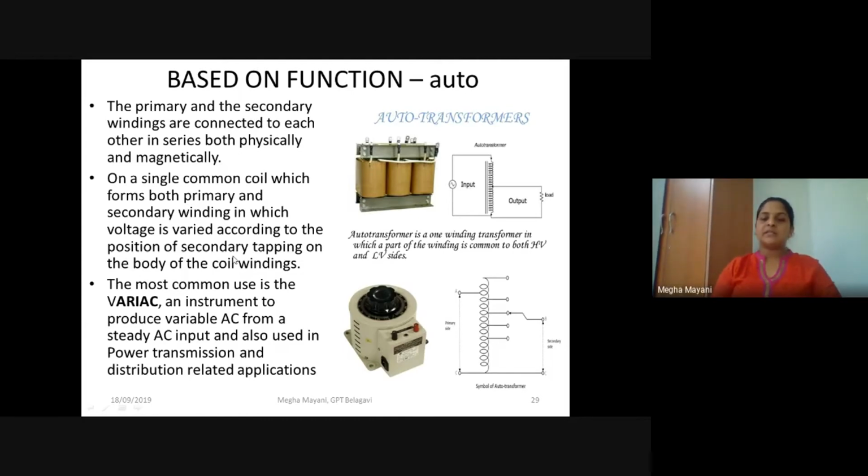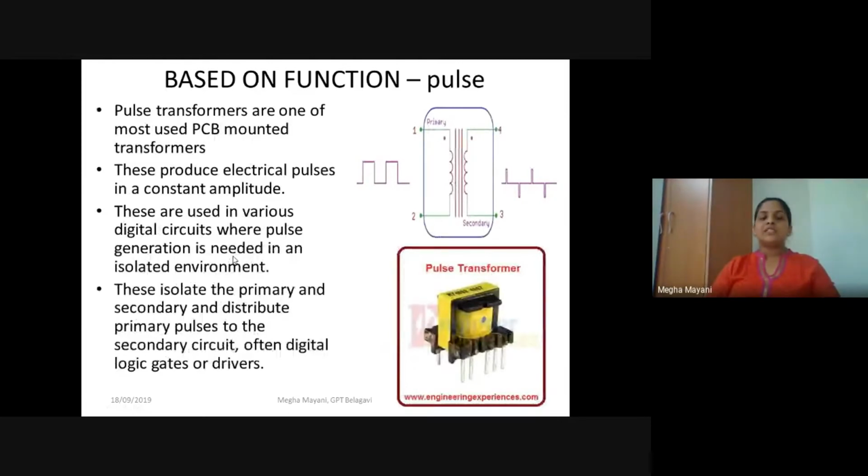We can look at the pulse transformer. Pulse transformers are usually the ones which are mostly mounted on PCBs. These produce electrical pulses as the output, having a constant amplitude. They are mostly used in digital circuits, we can say. Where we need isolation between two circuits or sections or environments, we can use these pulse transformers to get a train of pulses with fixed amplitude. These are often used with digital logic gates or drivers. An image for a pulse transformer is shown here.